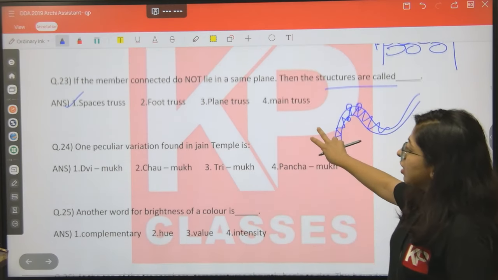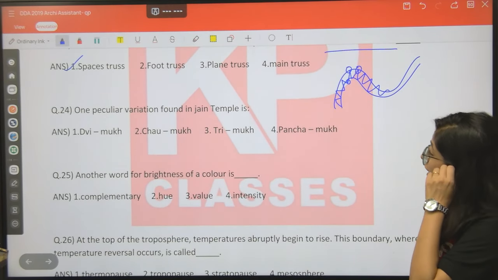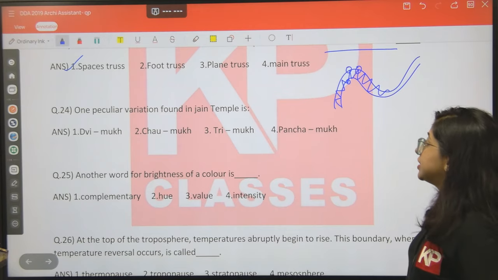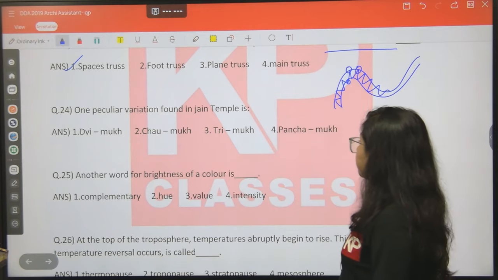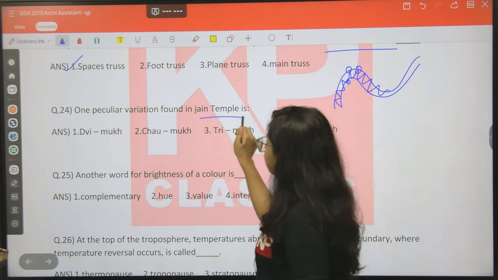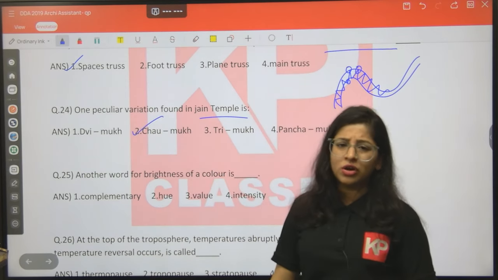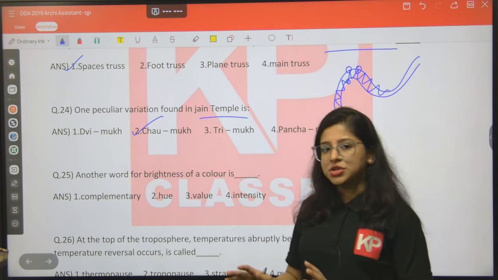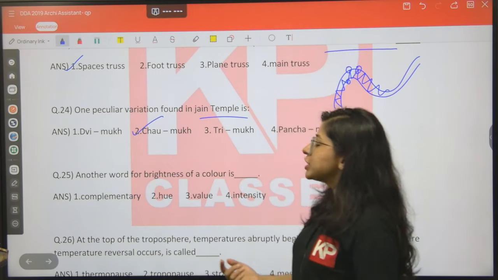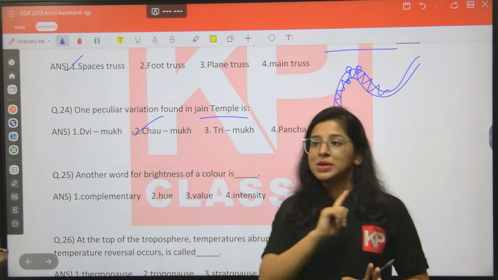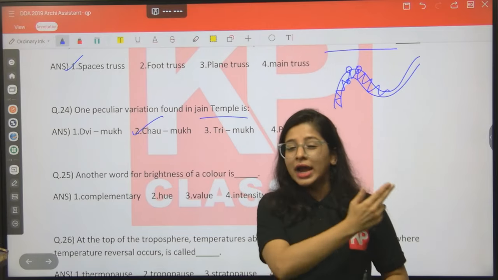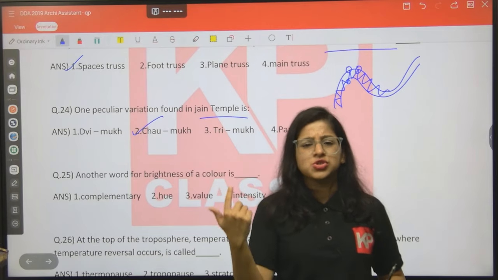One peculiar variation found in Jain temple is: Dvimukh, Chaumukh, Trimukh, Panchmukh. In Jain temples we have one variation, that is Chaumukh. Chaumukh, or they also call it Chaturmukh, so whatever the option is, you can write one of those. Chaumukh means you have the idol, and the idol has 4 faces. So the idol faces 4 cardinal directions: north, south, east, west.